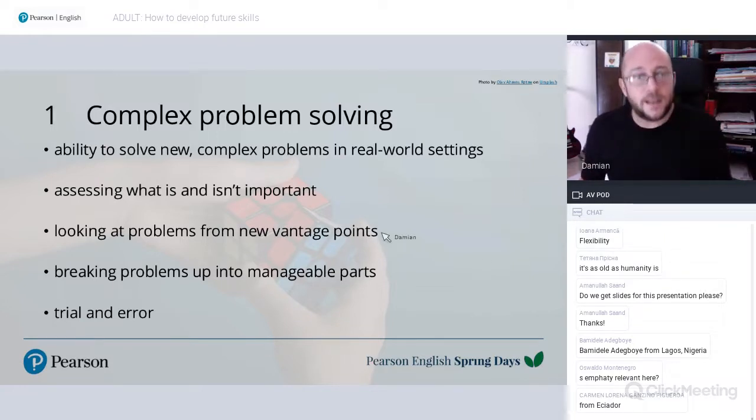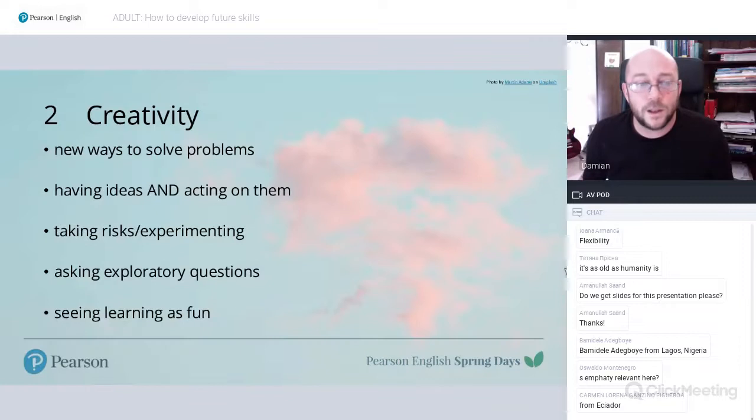So solving complex problems involves us developing and selecting new ways of trying to solve them with realistic solutions. And this ties in very closely, I think, to the next future skill, which is that of creativity.